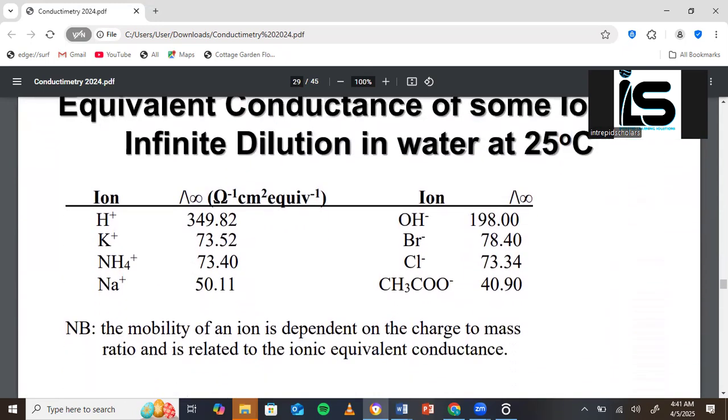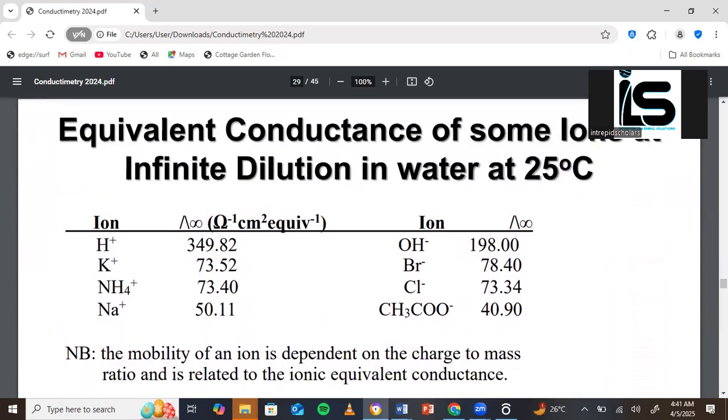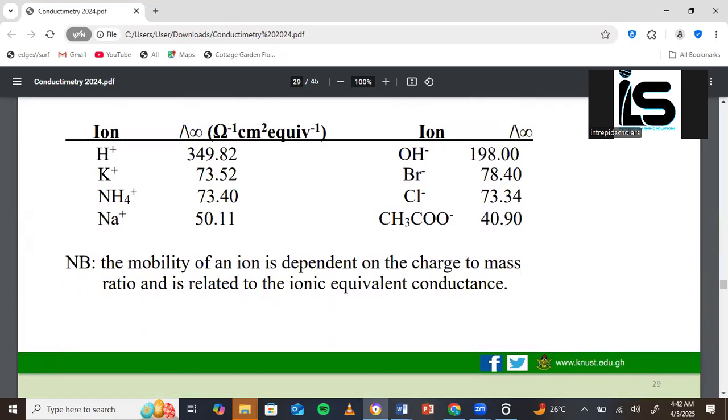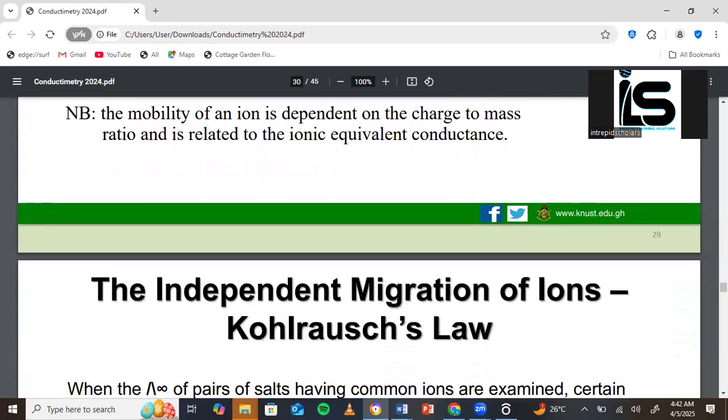Now, these are equivalent conductances for some ions measured at infinity. For cations, the cation that has the highest conductivity is H+. For the anion, the one that has the highest conductivity is OH-. Now we need this knowledge because when we are talking about titrations, we'll see how the graph behaves, and it's because of some of these things. If the solution is removing H+ and adding sodium, because sodium has a lower conductivity, you realize that the overall conductivity will be decreasing. We'll talk about that more in the other discussion.